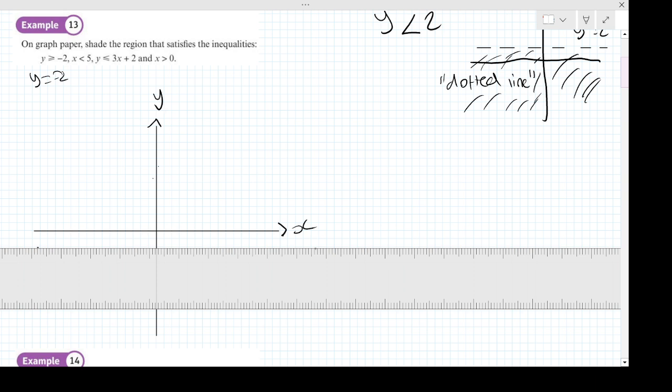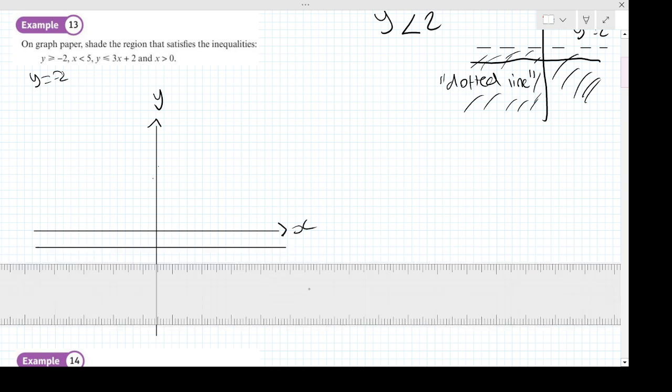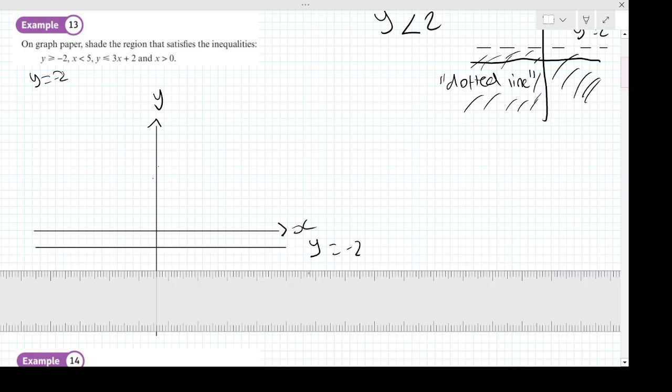But before we draw the line, does it have to be a dotted line or a completely solid line? Let's have a look. It's an 'equal to' inequality, so it needs to be a filled-in line. So we can simply draw the line. There we are, that's y equal to -2.